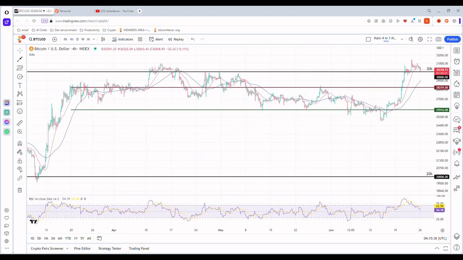Hey guys, welcome back. It's great to have you here for another Bitcoin update. So today we're going to be going over the recent price movements of Bitcoin and discussing the key support and resistance levels that have been consistent over the past few months.